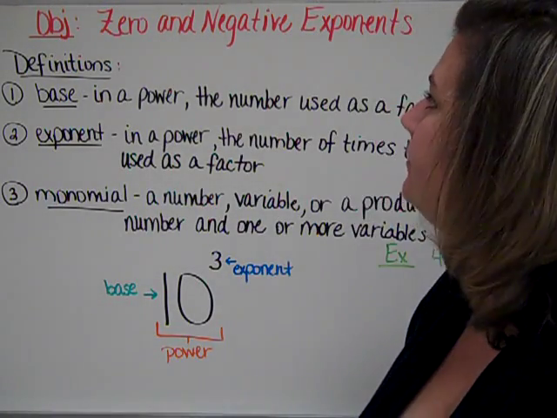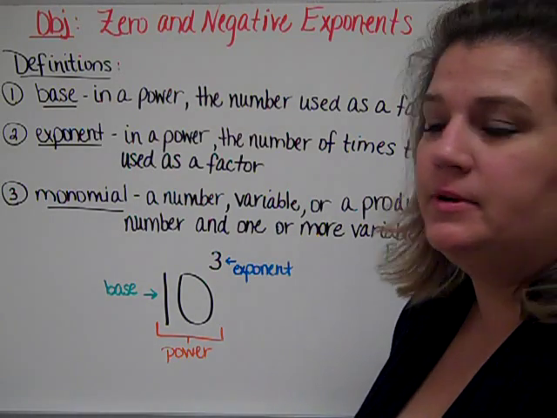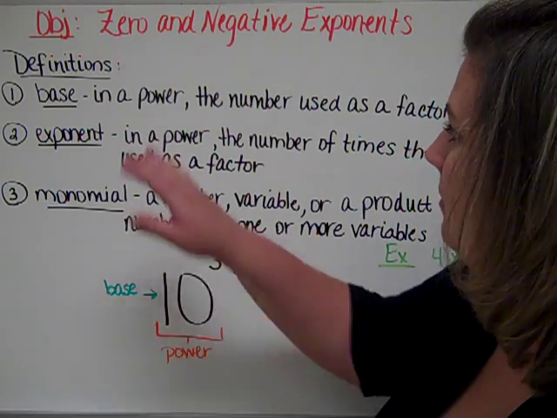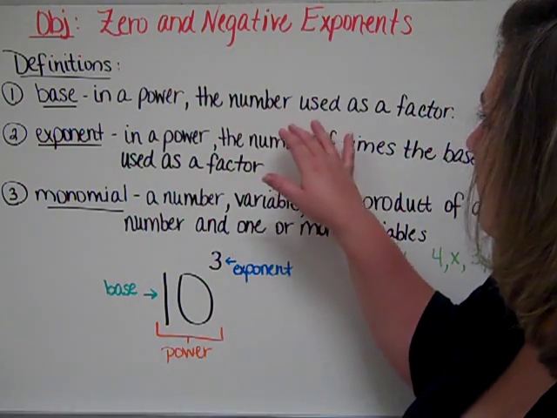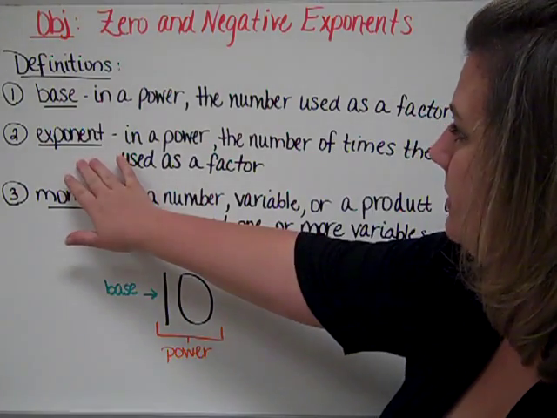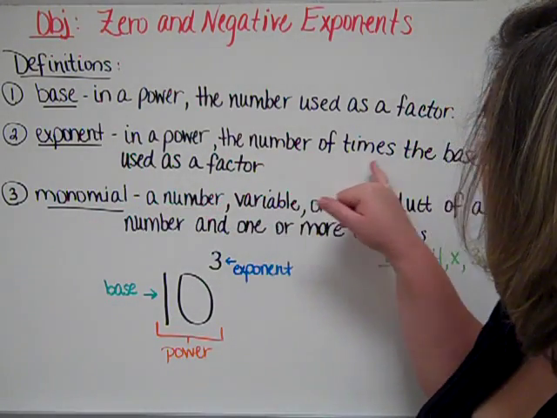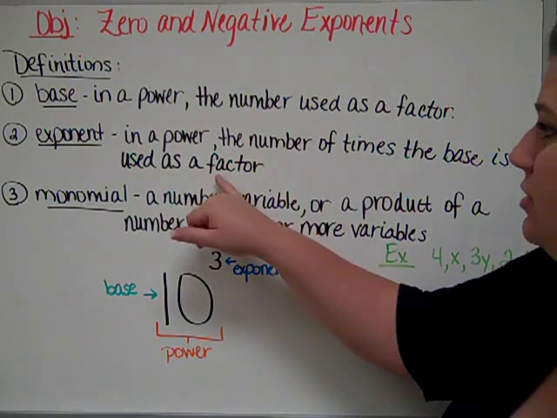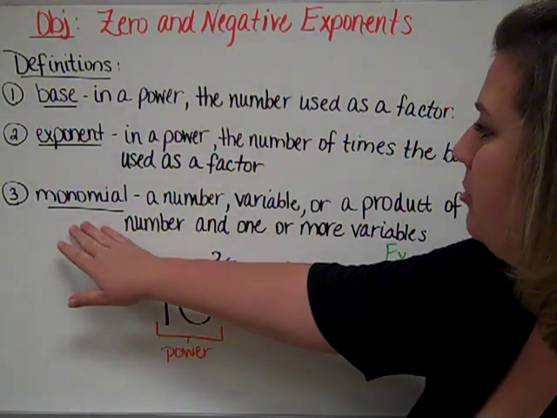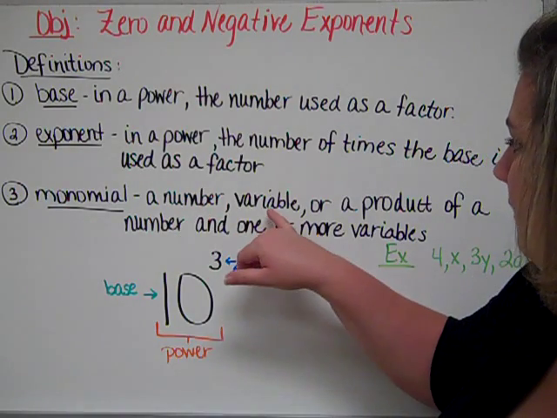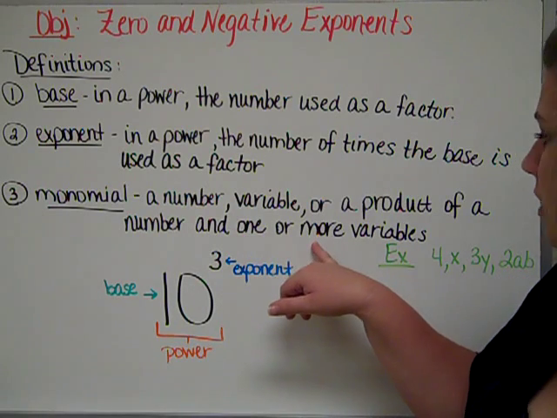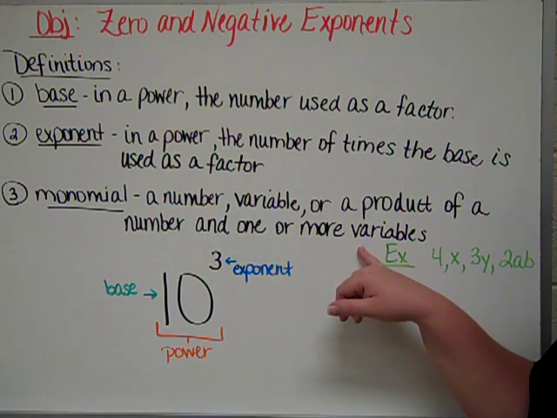Today's objective: zero and negative exponents. Let's go over some definitions first. Base: in a power, the number used as a factor. Exponent: in a power, the number of times the base is used as a factor. Monomial: a number, variable, or a product of a number and one or more variables.